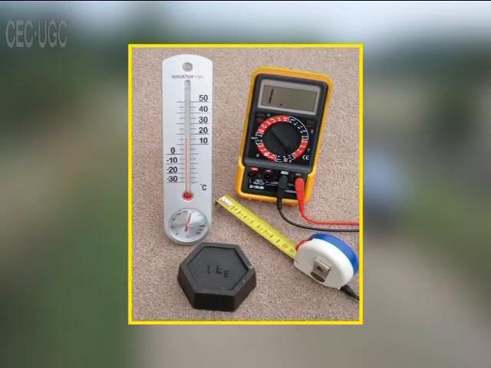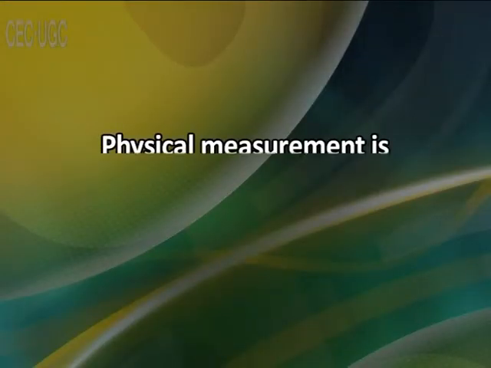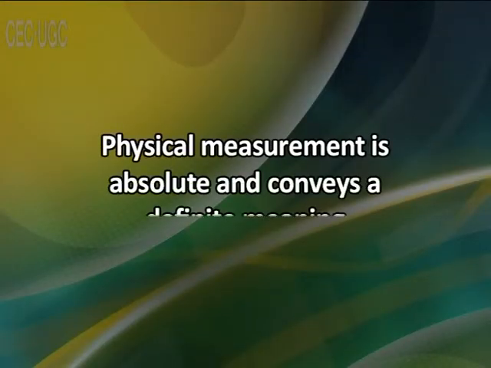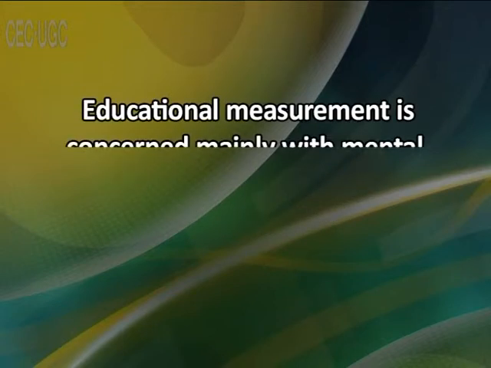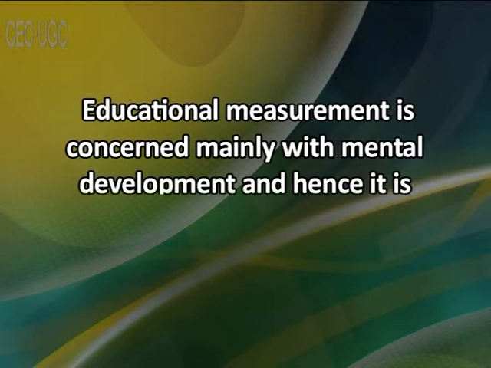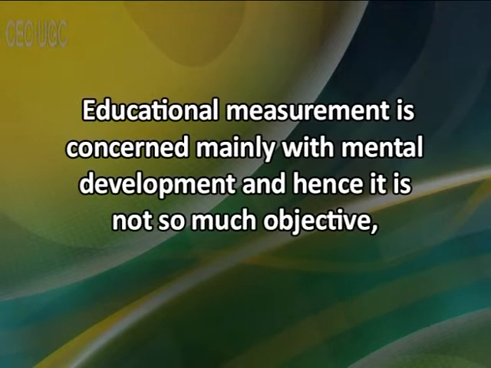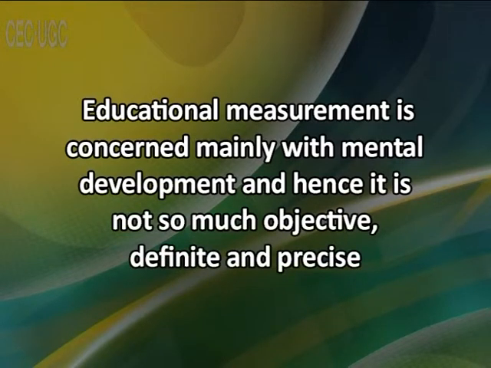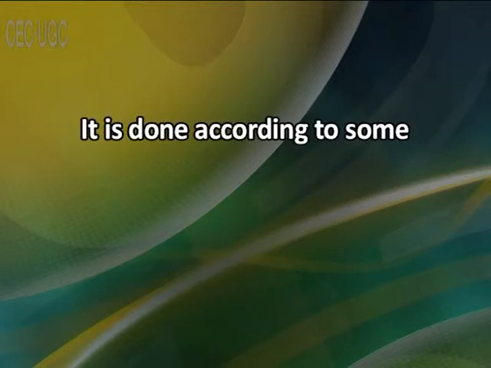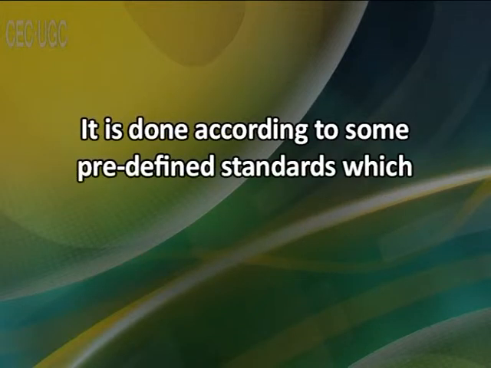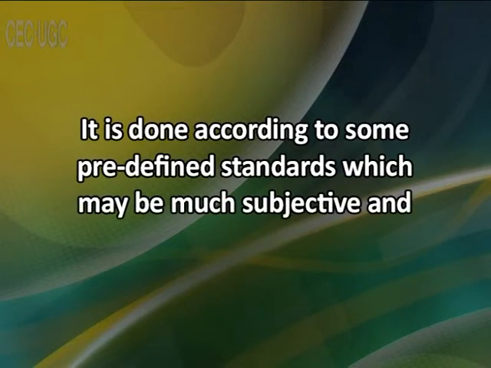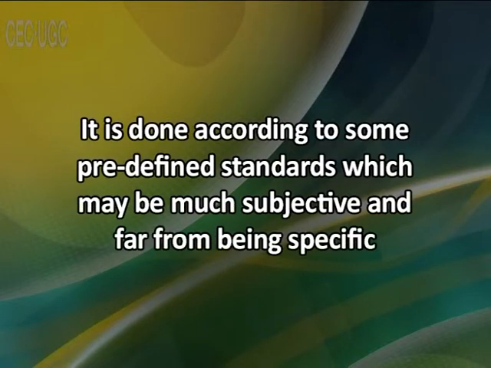In physical measurement, the unit refers to a zero point and is complete in itself, and we can measure the whole amount. Physical measurement is absolute and conveys a definite meaning. Educational measurement is concerned mainly with mental development, and hence it's not so objective, definite and precise. It's done according to some predefined standards which may be very subjective and far from being specific.